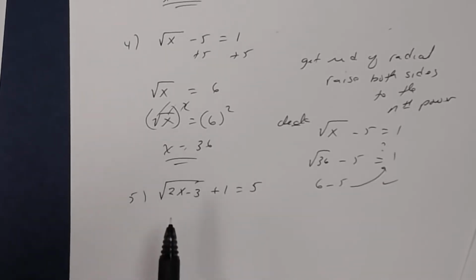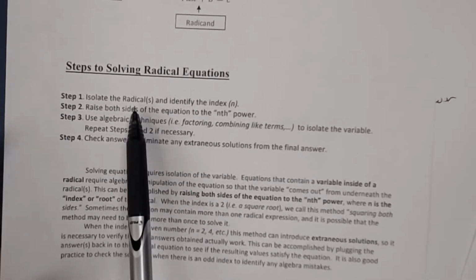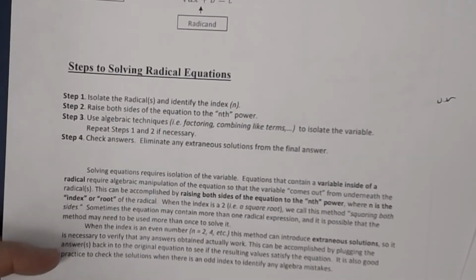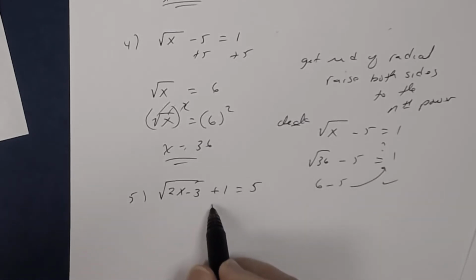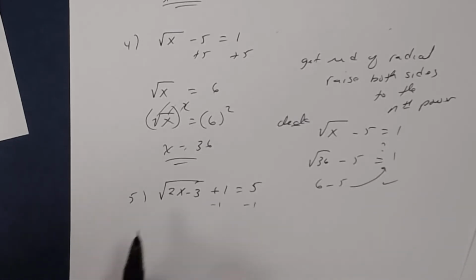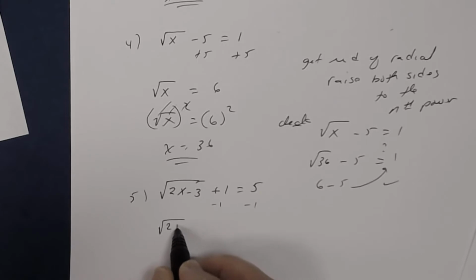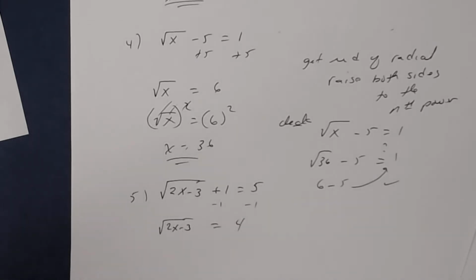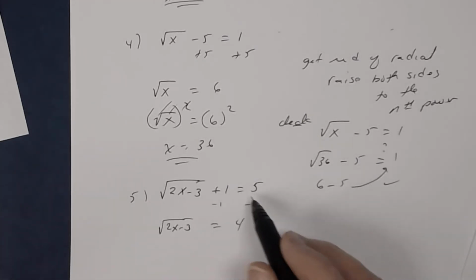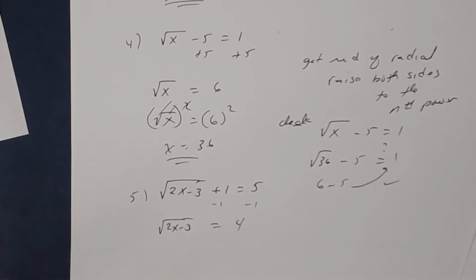First step to solving a radical equation is to isolate the radical, get the radical by itself. So when I get the radical by itself, I'm going to have to subtract 1 from both sides. And so I get the square root of 2x minus 3 is equal to 4. Okay, so that's where I'm at. So notice I made this radical equation a little bit easier to deal with.